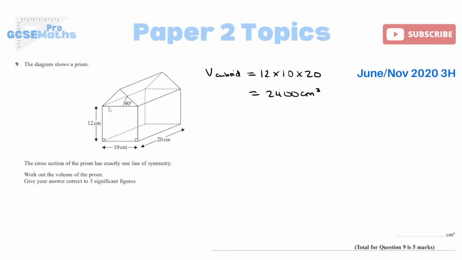Obviously, with prisms, you have to work out the area of the cross section, which is this triangle here, isn't it? Then you times it by the length, which is 20. So I need to work out the area of a triangle. Now, I've got the base of the triangle, technically it is 10, same as that 10 down there. But I'd need to know the height.